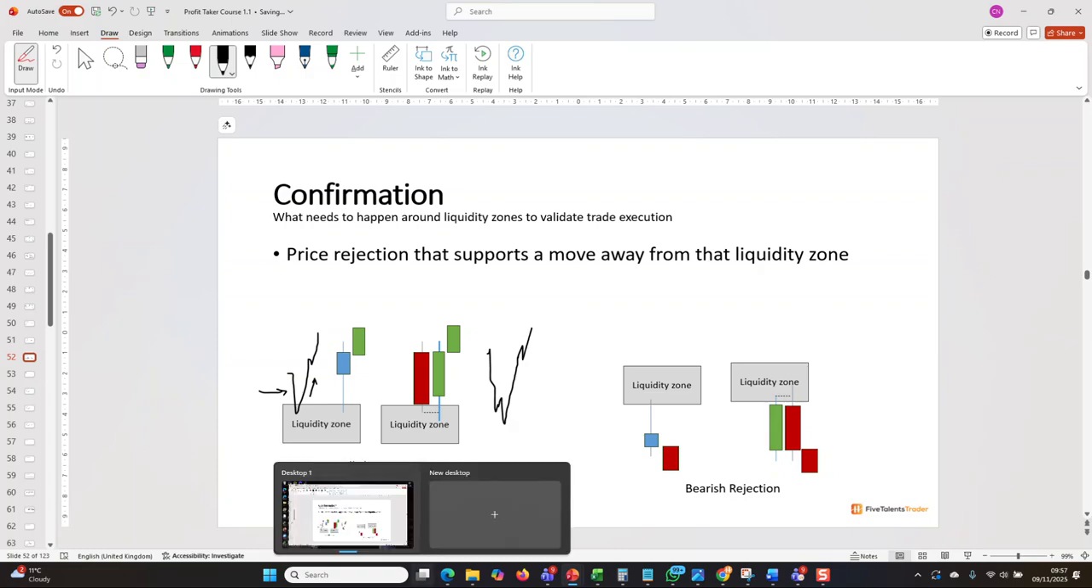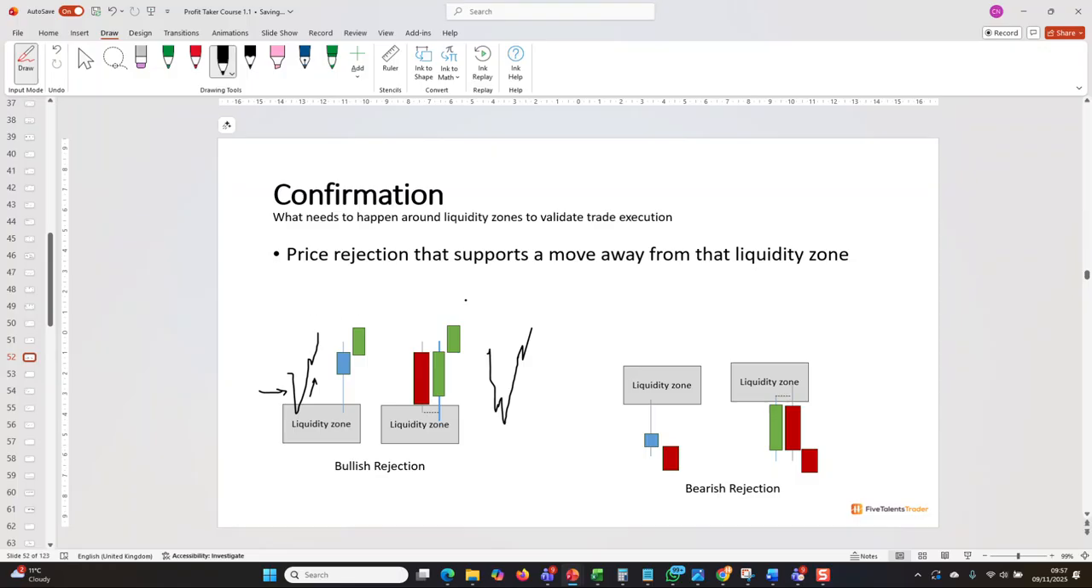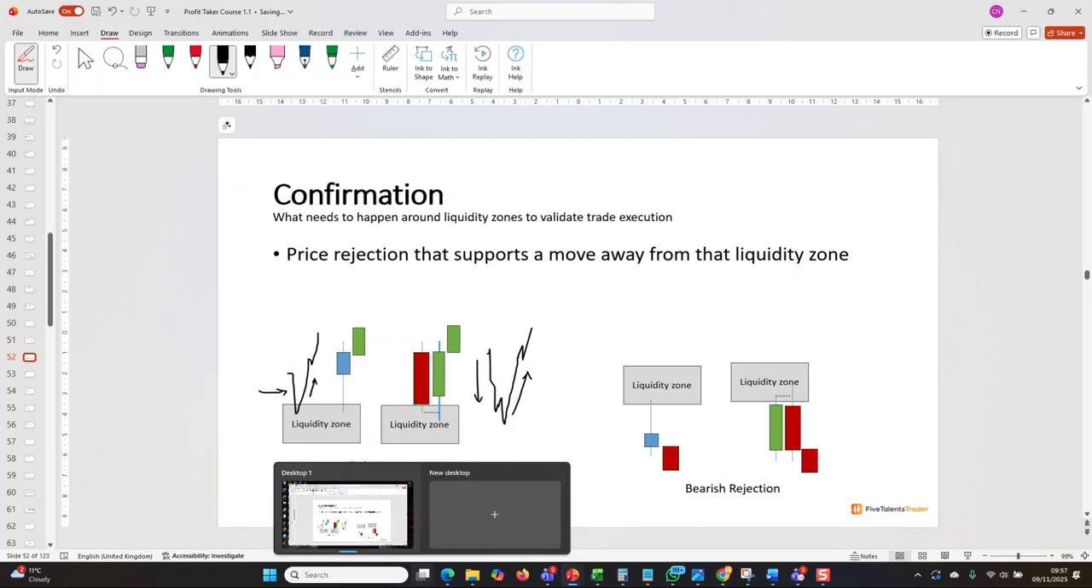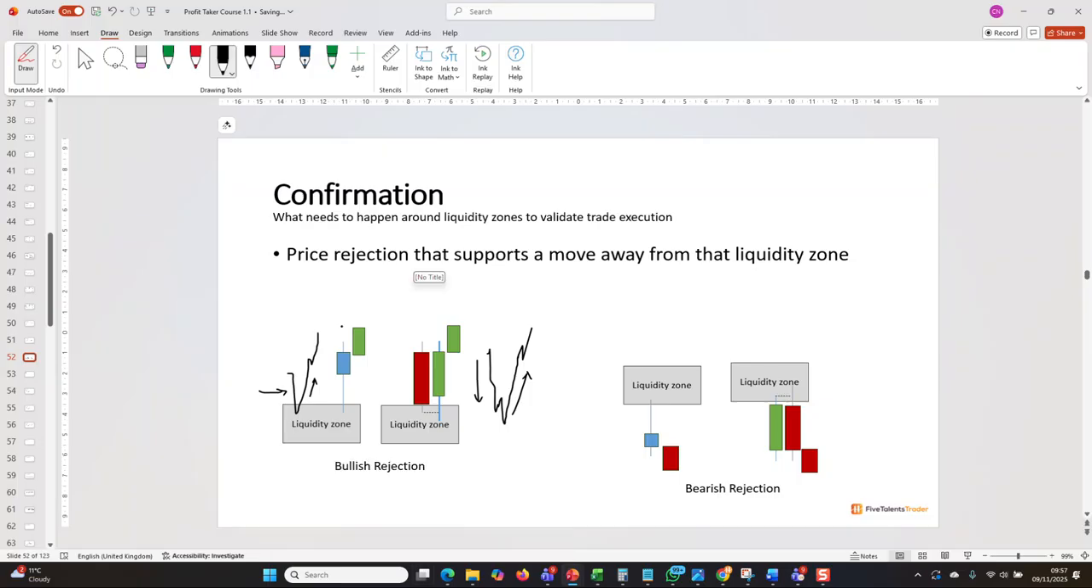So what does that look like again? It looks like a full displacement into the zone and then displacement out of the zone, right? And this is clearly the confirmation you need. So I always want to have a candle close above, in a bullish kind of rejection.